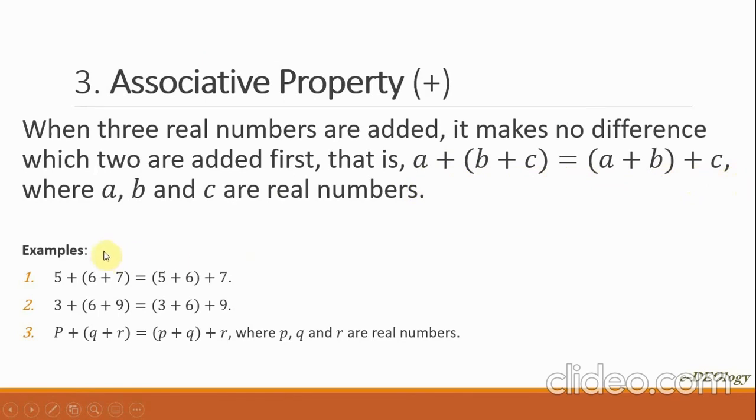We have examples here. For number 1, the numbers 5, 6, 7. On the left side, we have 6 plus 7 grouped together. After that, we can add the sum of 6 and 7 to the 5. The answer will be the same if we add the 5 and 6 first. After getting the sum here, we can add the 7.